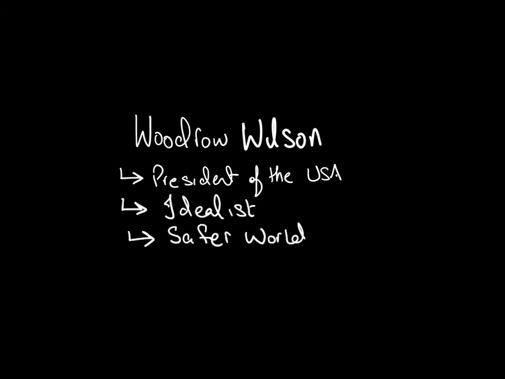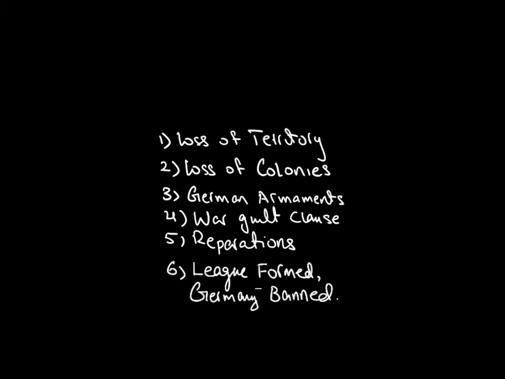In order to do so, he also wanted to form a League of Nations where every country and every people would be able to meet, be equal, and have a noticeable impact on the global stage. The treaty these three formed had six main terms, which are the following.